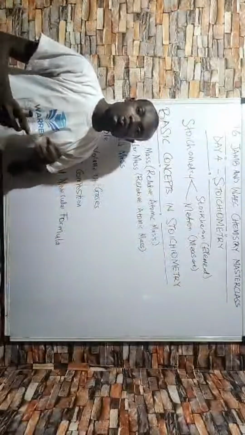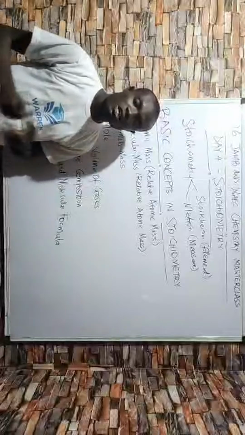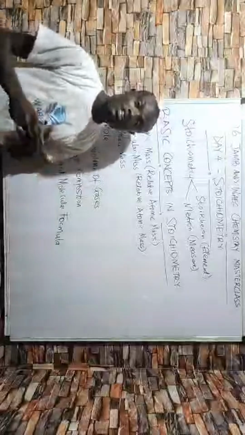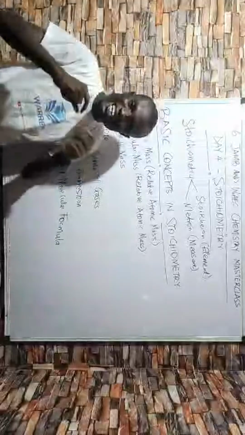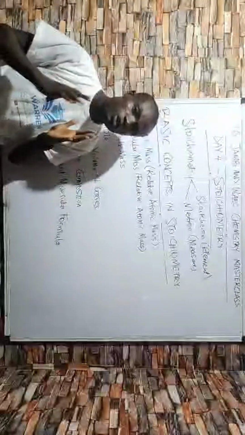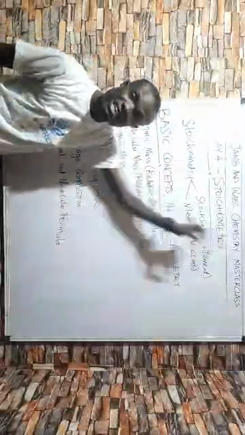So in stoichiometry we are actually measuring. But what are we measuring? That is the question. Are we measuring money? Are we measuring foodstuff? No, what we are measuring here is element. But what exactly in this element are we going to measure? So before we do that, we must ask ourselves, what is element?